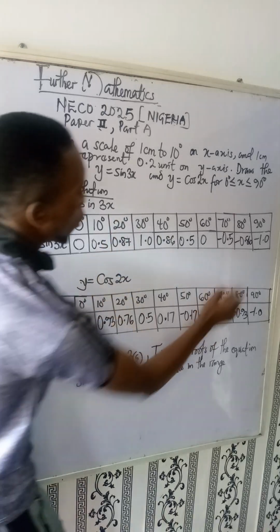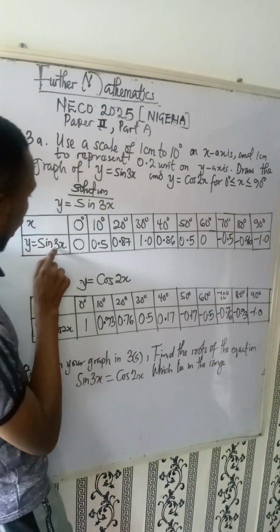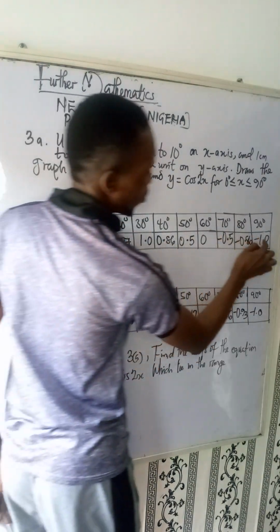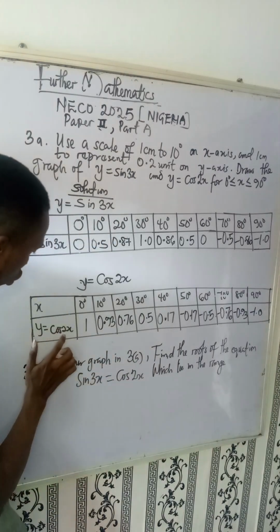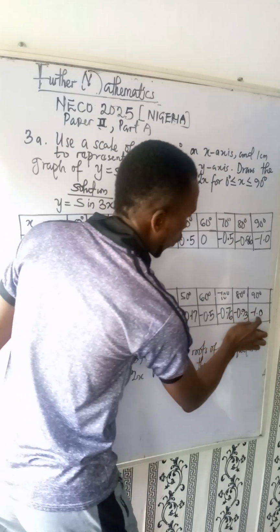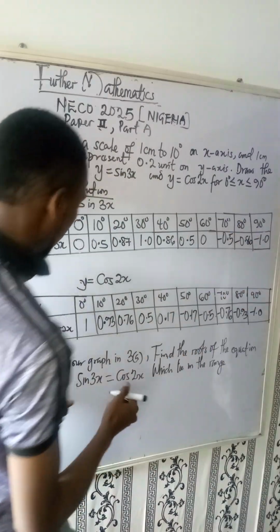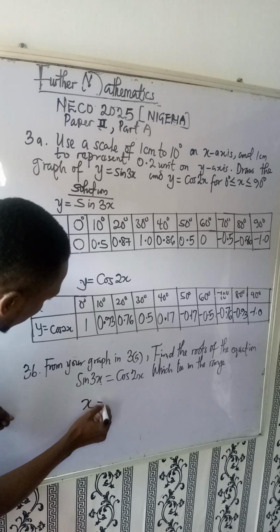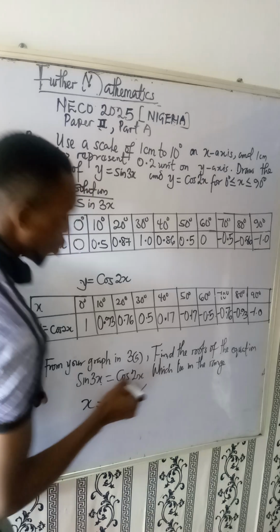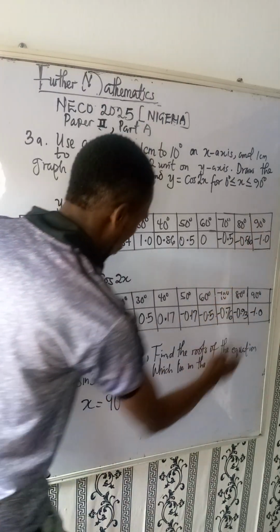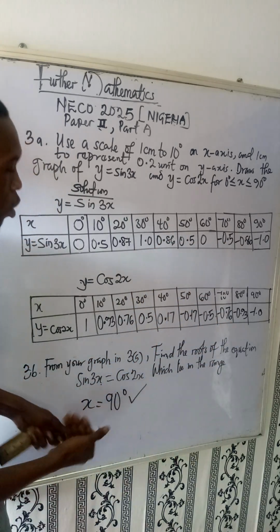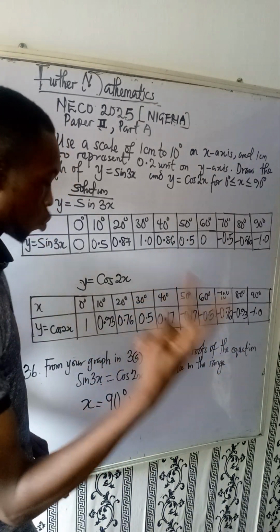Same thing, same thing. But when you get to this place, you discover that for sine 3x, when x is 90, y is minus 1.0. If you come to cos 2x too, when x is 90, y is also what? Minus 1.0. That means that the value for x here is going to be true. x is equal to what? 90 degrees. So when x is 90 degrees, these two graphs, by the time you draw them, will intersect. And you are supposed to get 2 answers here.